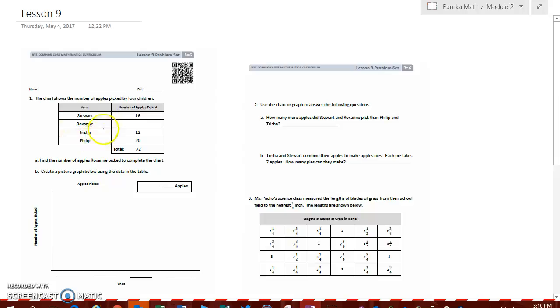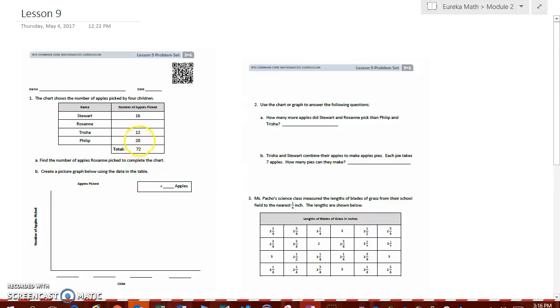So you can see the 4 children's names and you can see the numbers. But notice Roxanne doesn't have any apples picked. So we have to figure out how many apples she picked. We are given the total, so that means all these 4 numbers have to add up to 72. And they won't because we're missing Roxanne. So let's figure out how many we have so far.